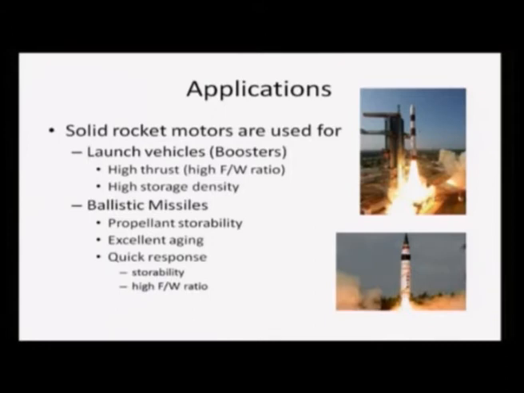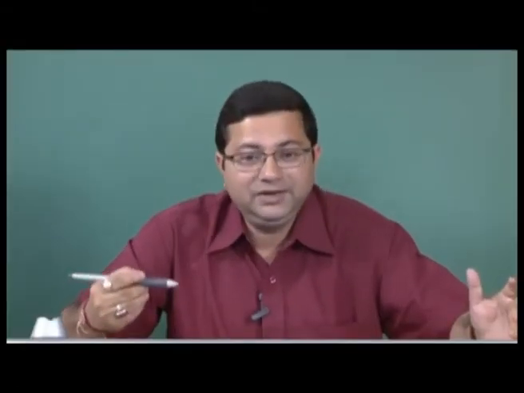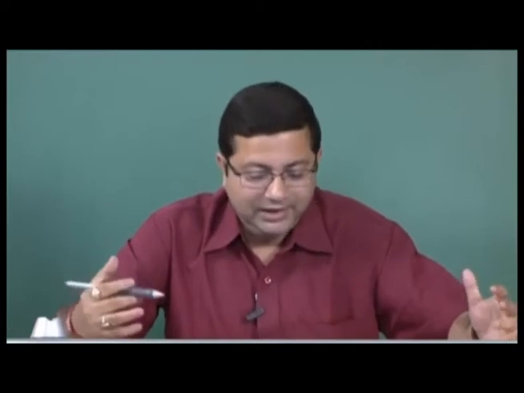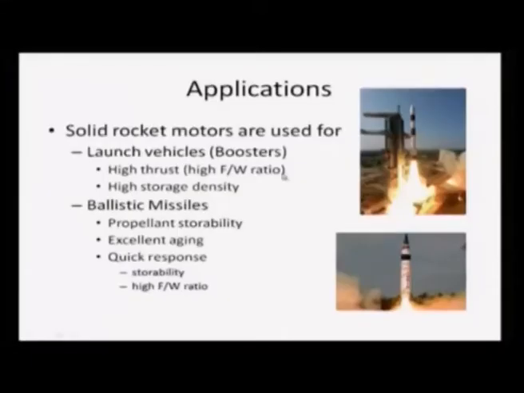As far as launch vehicles are concerned, solid propellant rockets are most widely used in boosters, and as you can see here, a picture where the booster is lighted and taking the vehicle up. If you look at the picture of this rocket, the solid propellant boosters are fairly small compared to the large rocket, but within these small boosters a large amount of energy is packed because of the high thrust to weight ratios of these devices, as well as their high storage density. So, primarily solid propellant rockets are used as booster rockets for rocketry applications.